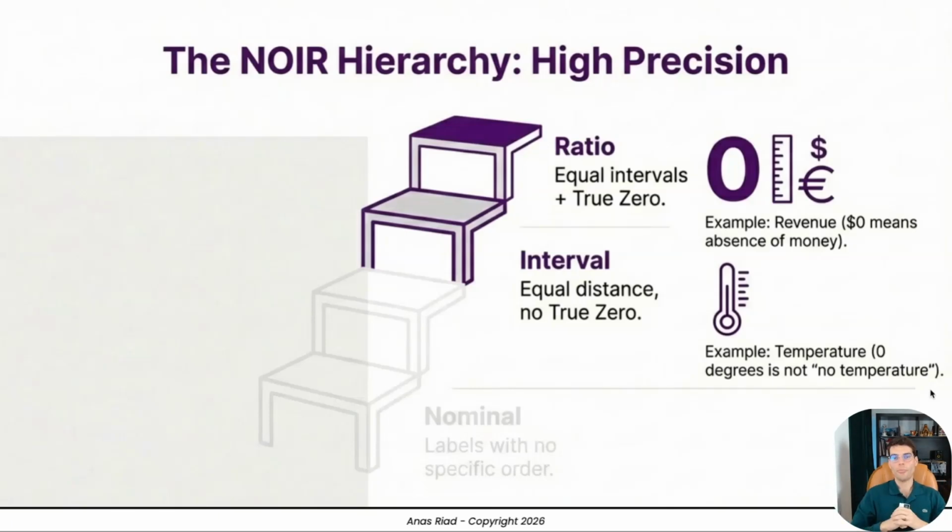It's an interval. And the ratio, in the case of money, for example, when I say I have $0 revenue, it means literally there is nothing. It's an absence of money, totally. So it's also equal intervals, but there's a true zero. A true zero means that when you have 0 of it, you don't have it. It doesn't exist. So for example, I have 0 cans of Coke at home. It means that I have no cans of Coke at home. But when I say it's 0 degrees outside, it doesn't mean that there is no temperature. It just means that the temperature is 0.